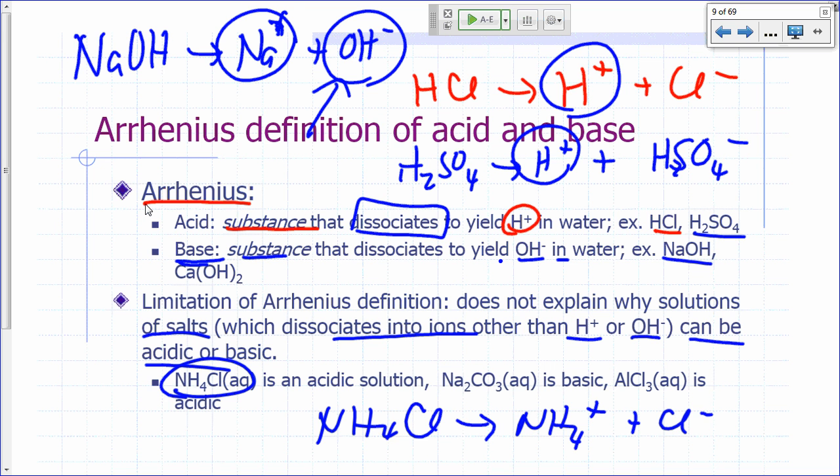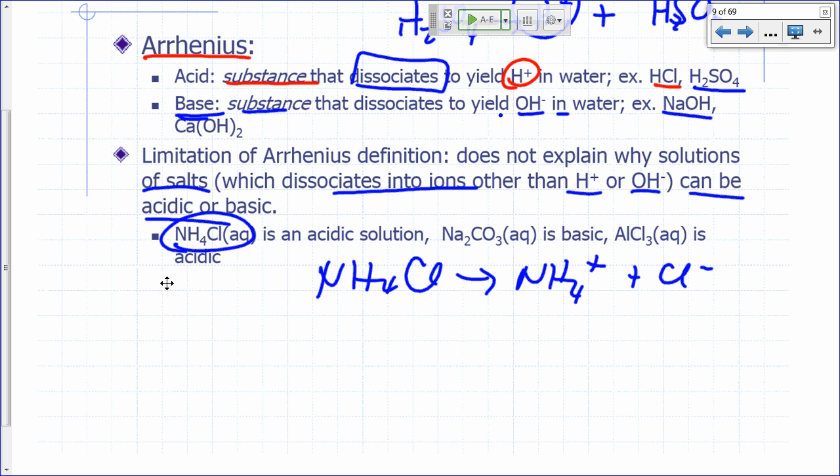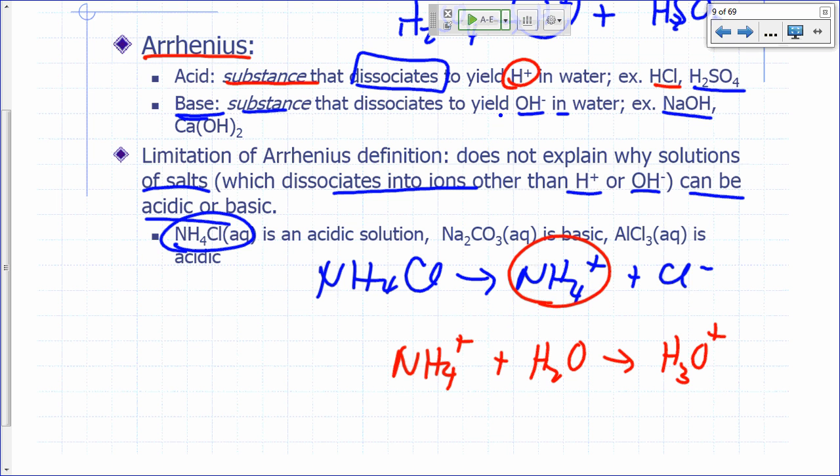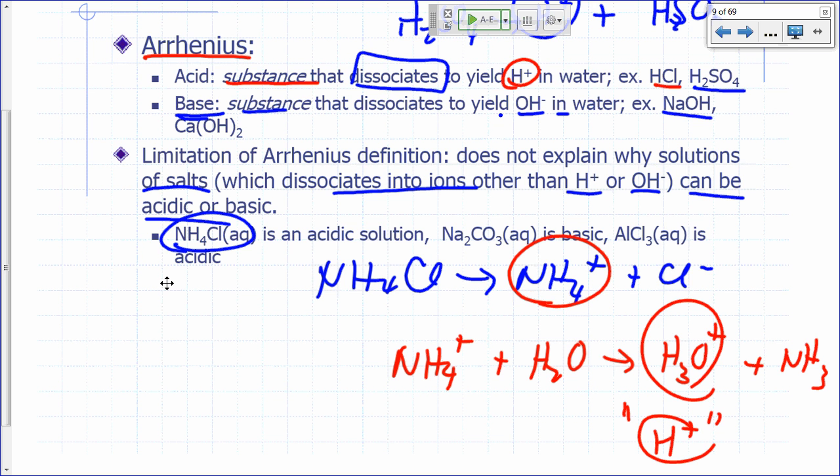Okay, but it doesn't produce any H plus by itself. So ammonium chloride, according to Arrhenius' definition, is not an acid. It doesn't break up to form H plus. But the reason it's acidic is because this ammonium can react with water. It can transfer a proton to a water molecule to give you H3O plus and ammonia. And this H3O plus, that's what we call H plus, right? So it's this ammonium ion that further dissociates to give you H plus. So in the sense of Arrhenius' definition, ammonium chloride is not an acid, okay? But it does produce an ion that donates a proton to a water molecule.